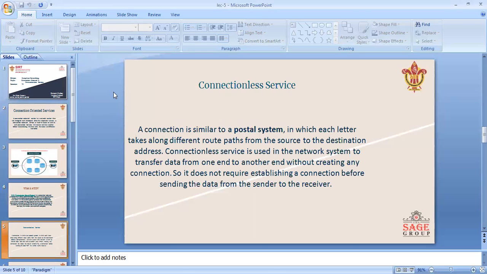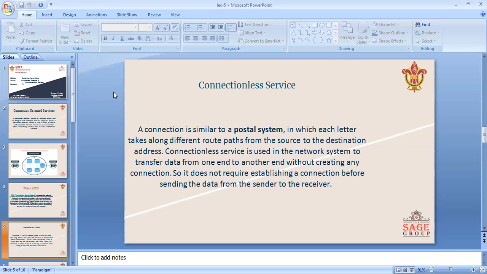Now, the second one is connectionless services. A connectionless service is similar to a postal system, in which each letter takes a different route from the source to the destination address. That means a sender sends data to the receiver directly, without any establishment or termination. This is required when the sender wants to send data speedily.